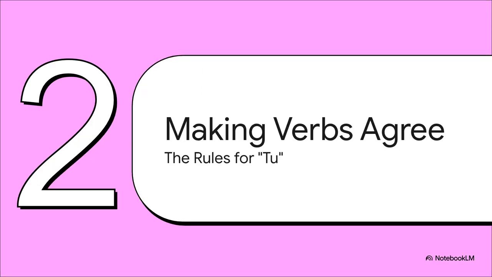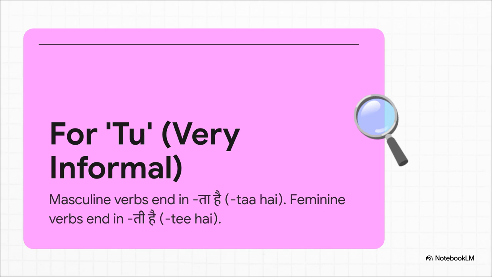All right, so now that we know who to use each pronoun with, let's dive into how the verbs actually change. This is the next crucial piece of the puzzle. We'll kick things off with the most informal one, tu. For tu, the rule is actually pretty straightforward. It's all based on gender. You just take the root of the verb, and for a male, you add the ending ta. For a female, you add ti. Then you just finish it off with hai, which means is.